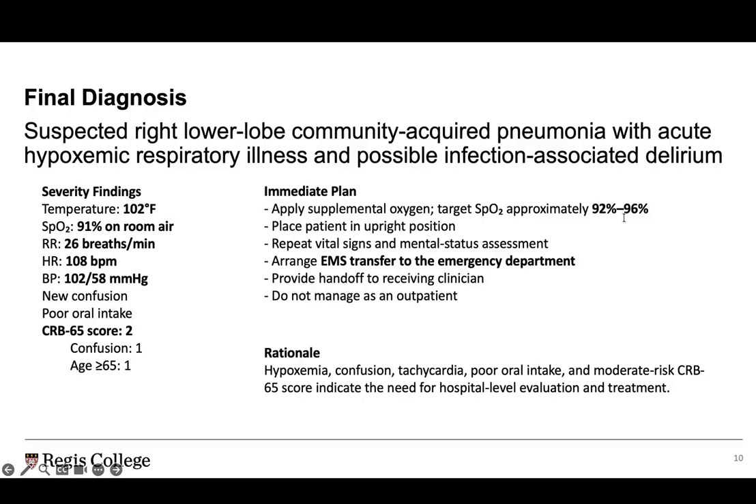Current ATS and IDSA guidelines recommend obtaining chest imaging to confirm the diagnosis while beginning empiric antibiotic therapy promptly, as delays in treatment are associated with worse outcomes. Assuming imaging confirmed community-acquired pneumonia without risk factors, empiric therapy with IV ceftriaxone and azithromycin would be appropriate. Because her reported penicillin allergy consisted only of a childhood rash without features of an IgE-mediated reaction, ceftriaxone would generally remain an acceptable option after careful allergy clarification.